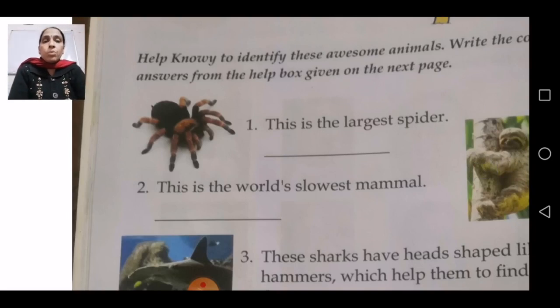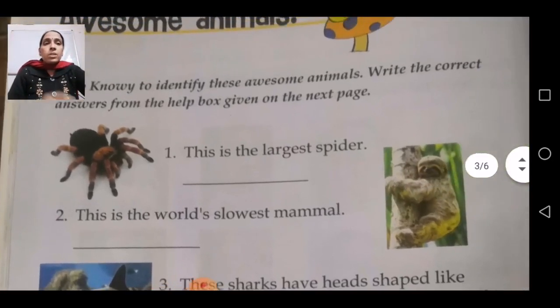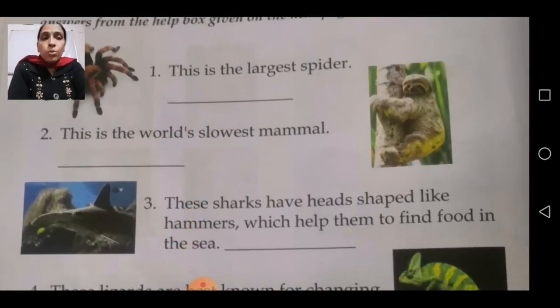Now we'll come to number 3, this is the largest spider. The largest spider is what? That is tarantula. Now we'll come to number 2. This is the world's slowest mammal. That is sloth. Now number 3: these sharks have heads shaped like a hammer which help them find food in the sea. Yes, these sharks have heads shaped like a hammer. That's why they are known as hammerhead sharks.